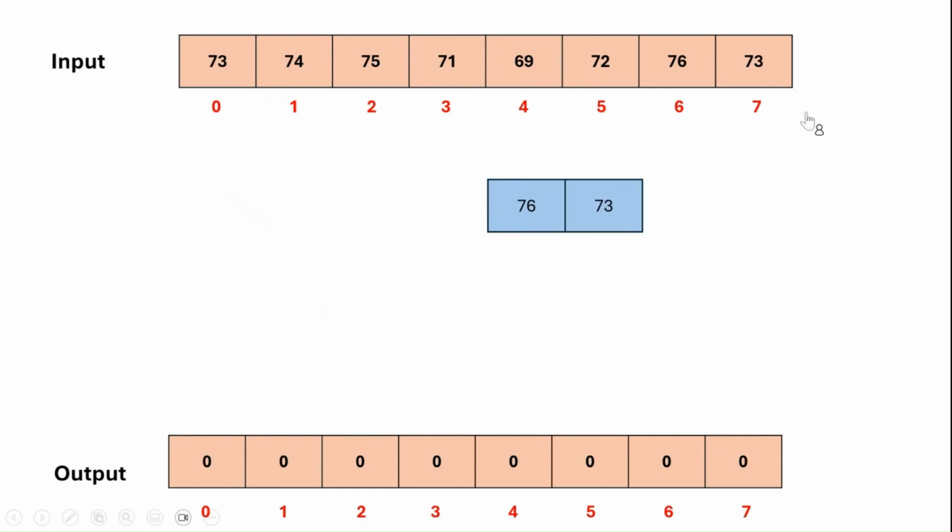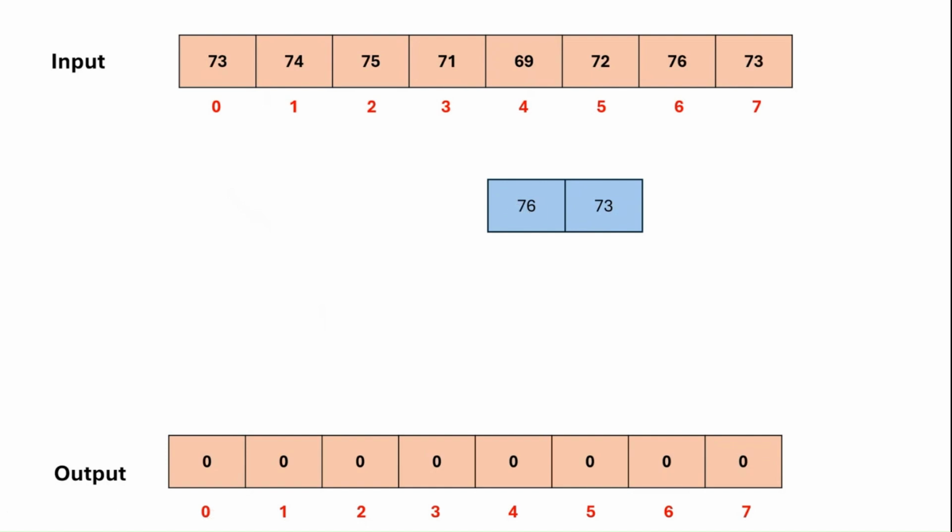And for day 7, we see 73 temperature, which is less than 76. So this day 6 and day 7 remain in a waiting list because we don't see any day which has more temperature than them. Now, the problem here is that we need to return the number of wait days for each day. From the value, we won't be able to get it.